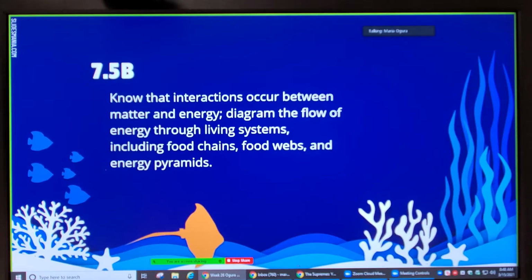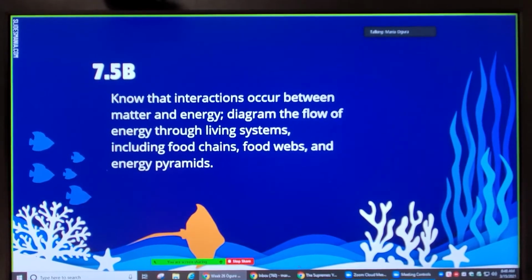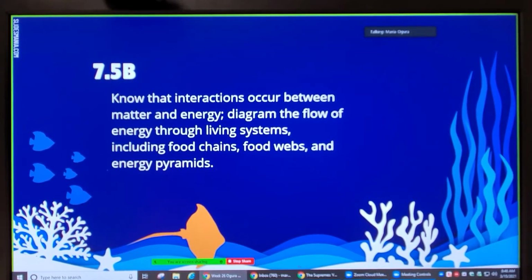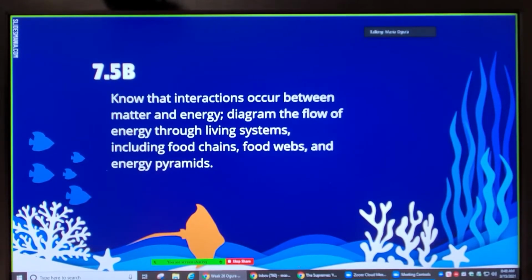So let's go ahead and look at our new TEAC. It says the state of Texas wants you to know that interactions occur between matter and energy. So matter is stuff you can touch, feel, you can feel the chair under you or the bed or my desk. This is matter. Okay, and energy, that's something different from matter.